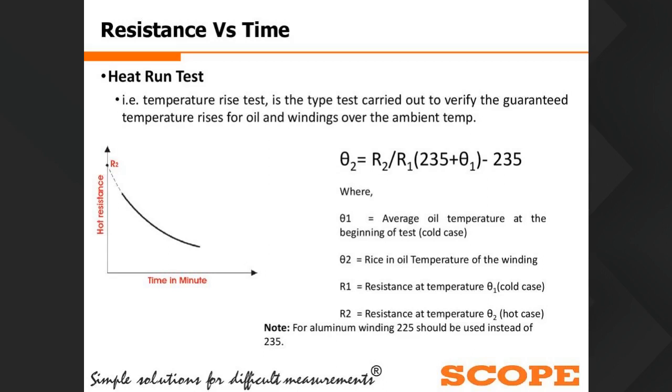So this is the formula to calculate the hot winding temperature. Theta 2 is equal to resistance of hot winding divided by resistance of cold winding, multiplied by 235 plus theta 1, where theta 1 is the average temperature in the cold case, minus 235. For aluminum we need to add 225, and for copper it is 235.